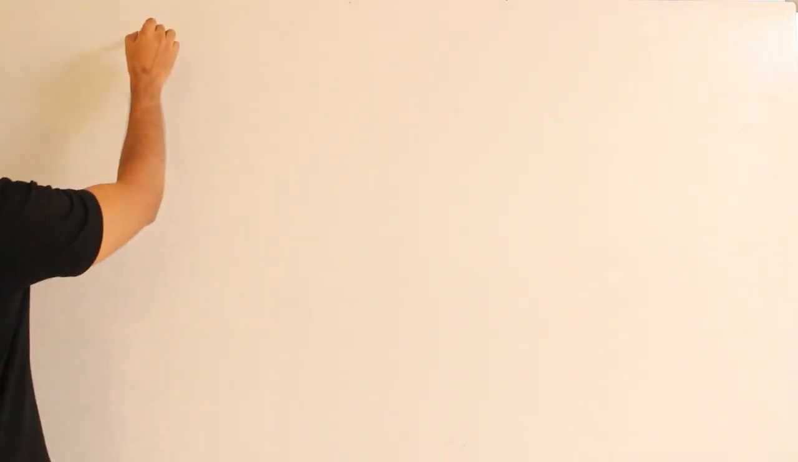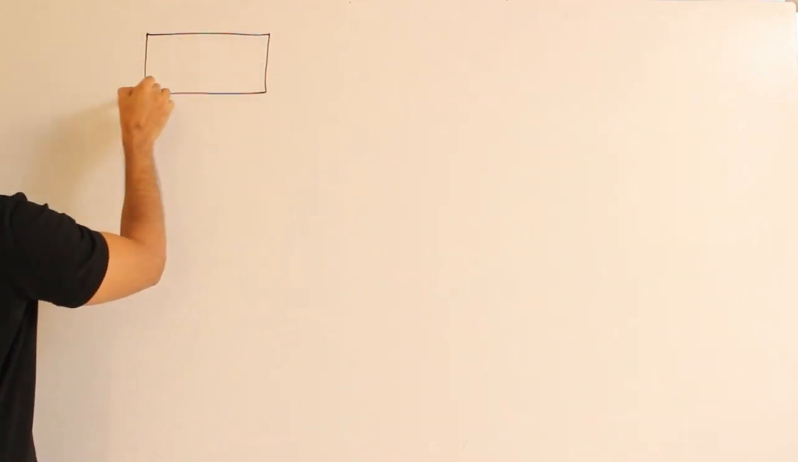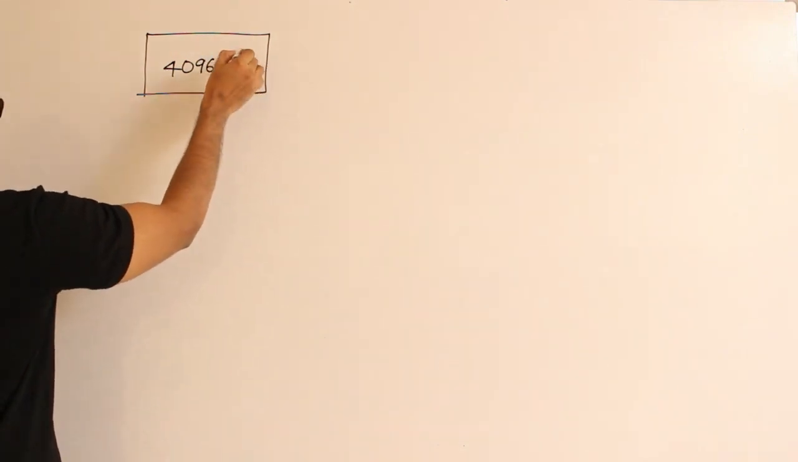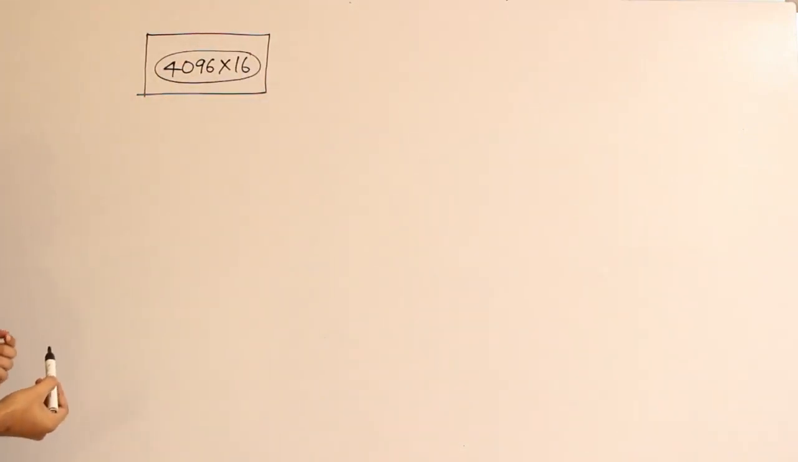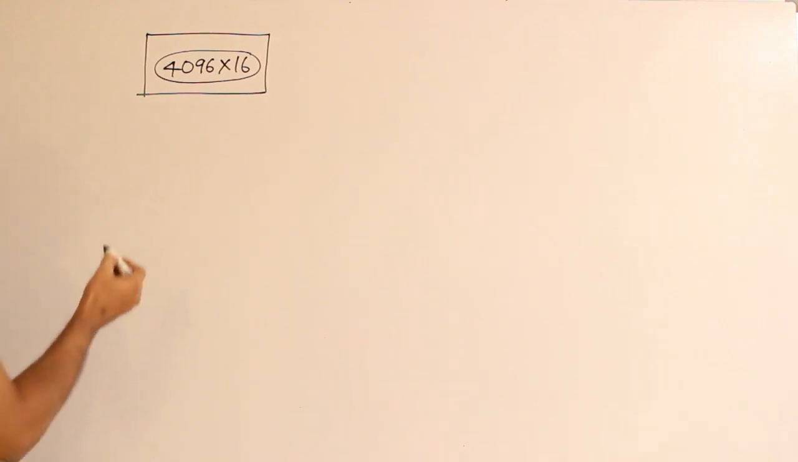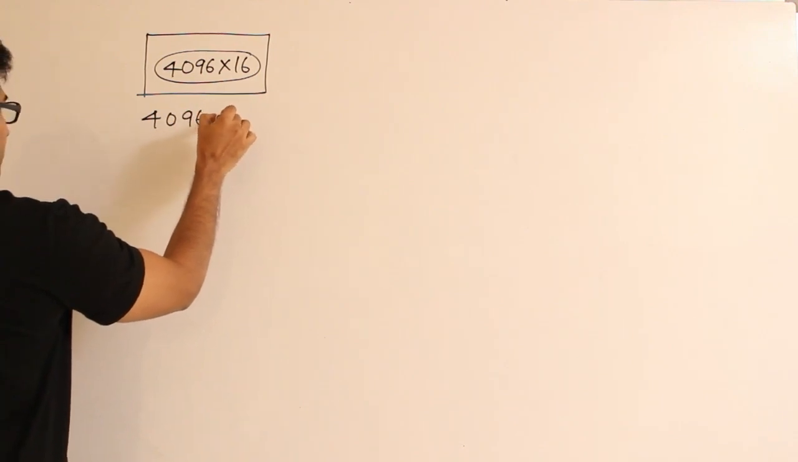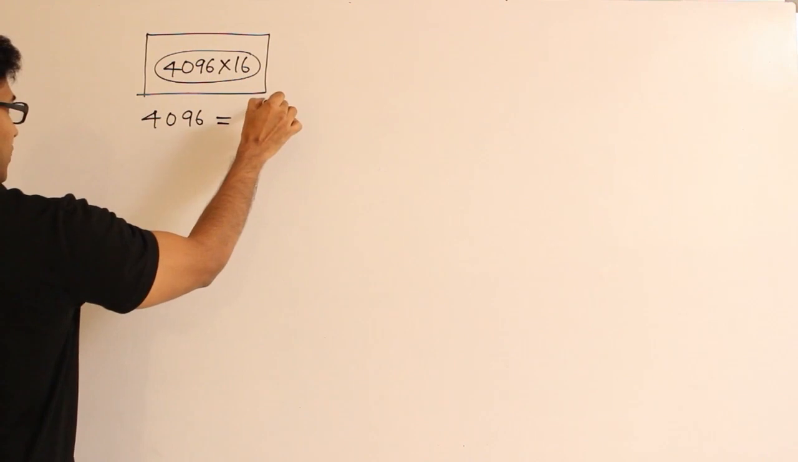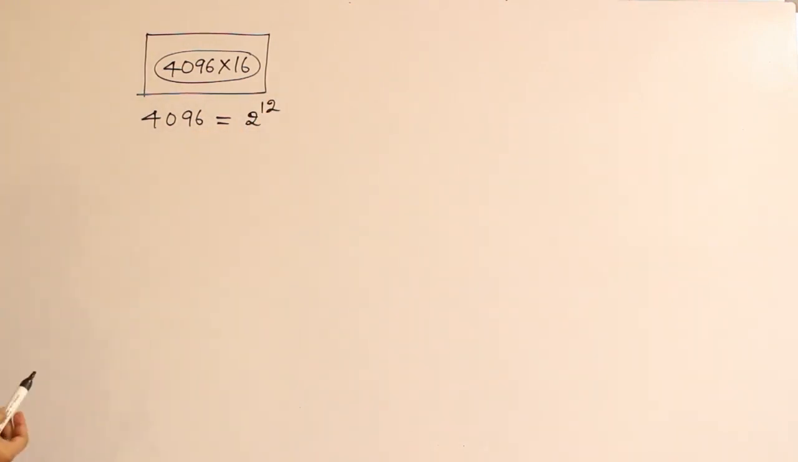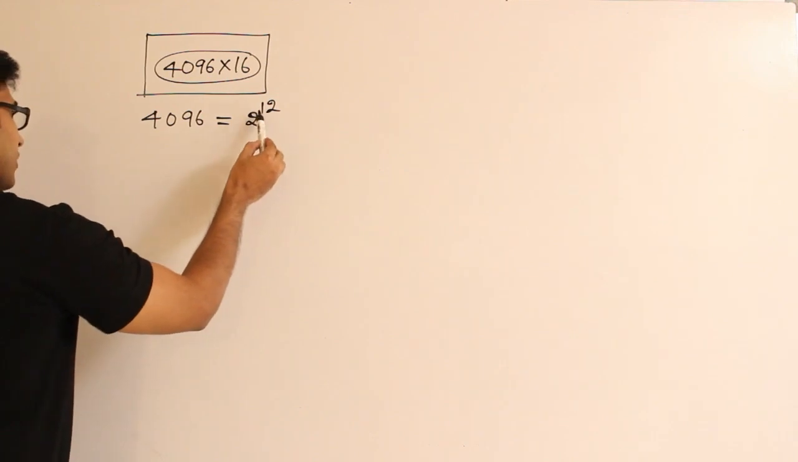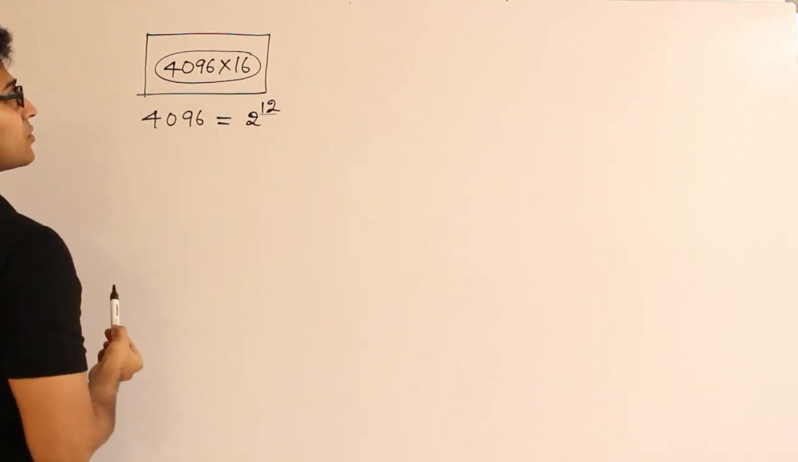Assume that the computer that we are going to design has a memory, and the size of the memory is 4096 by 16 bits. So the meaning of this is that the number of words present in the memory is 4096, and we know that 4096 is nothing but 2 power 12, right? So 2 power 12 is 4096. Therefore, in order to address a particular word in this memory, the number of bits required will be 12. So the address has to be 12 bits.